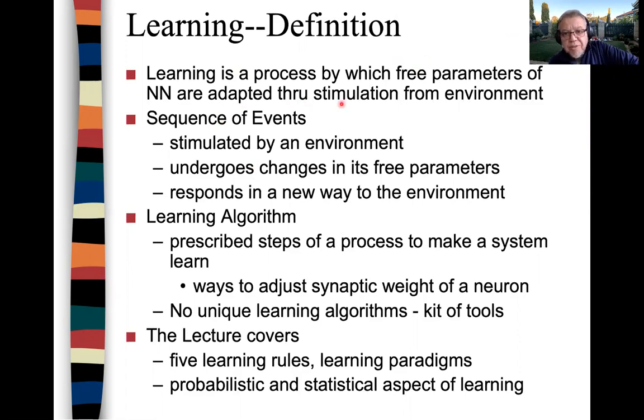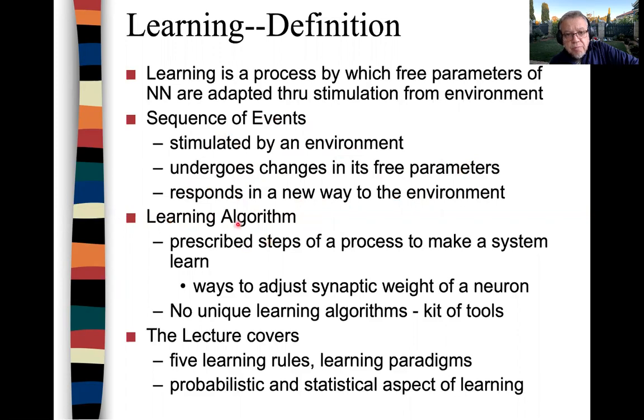So first, some definitions. Learning, again, is a process by which free parameters, the weights and biases of neural networks, are adapted through stimulation from the environment. Learning can also be defined as a sequence of events stimulated by an environment. The system undergoes changes of its free parameters. The system responds in a new way to the environment based on a sequence of events.